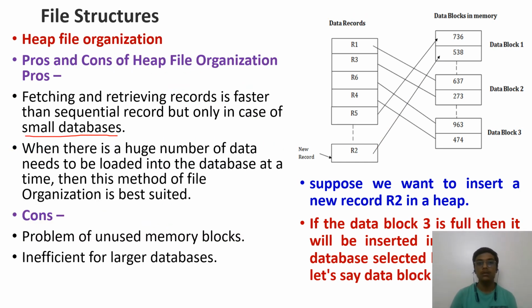What are the pros and cons of heap file organization? Pros. Fetching and retrieving records is faster than sequential record, but only in case of the small databases. When there is a huge number of data that needs to be loaded into databases at a time, then this method of organization is best suited. Cons. Problem of unused memory blocks and inefficient for larger database. These are the cons.